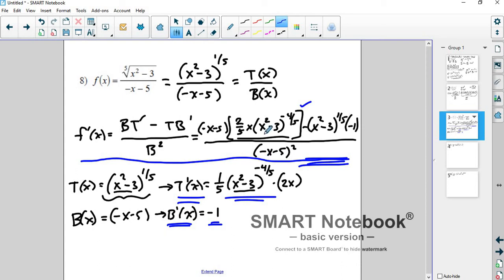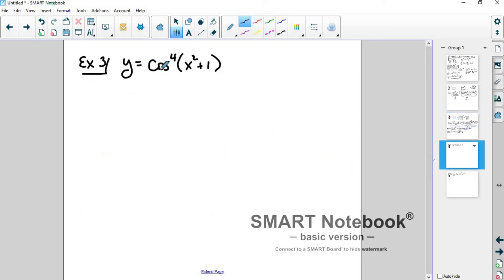Okay? So here's one more example for you. Y equals cosine to the 4th of x squared plus 1. I'm going to give you a hint. You do not want to leave it as cosine to the 4th. That is shorthand notation, and it's great notation, but it's not great when you're thinking about this as what's the big picture. And the big picture is I have stuff to the 4th power.